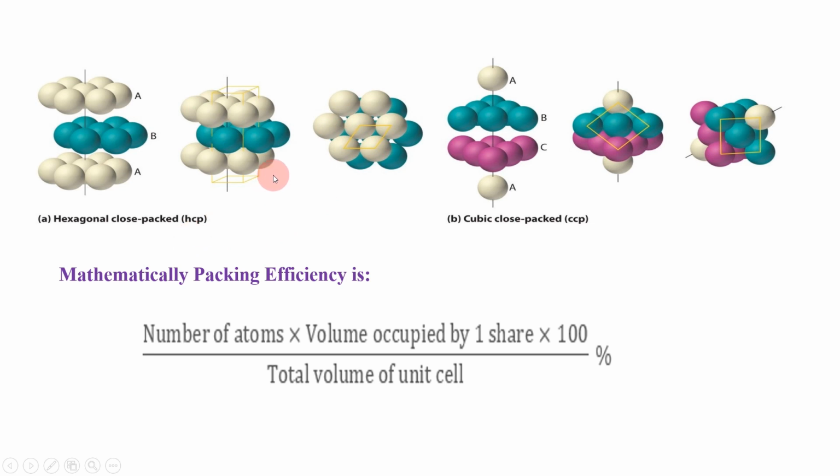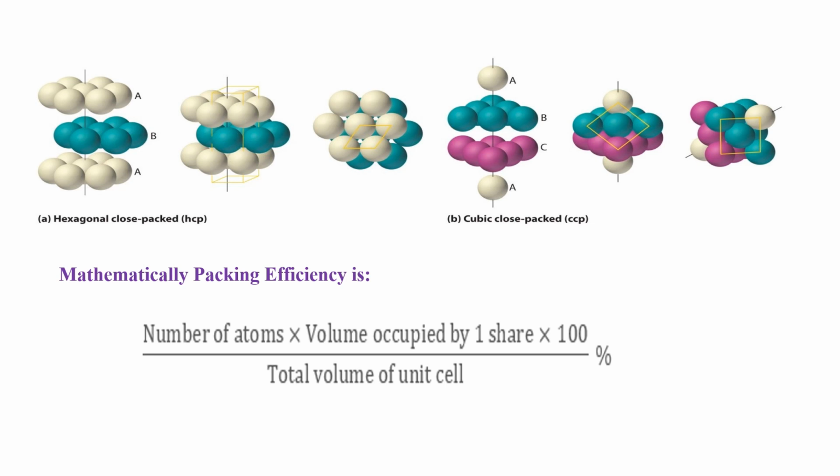Now how can you express packing efficiency mathematically? Mathematically, packing efficiency is the number of atoms multiplied by the volume occupied by one sphere, multiplied by 100, divided by the total volume of the unit cell. It is always expressed in percent. So it is nothing but the volume occupied by atoms in a unit cell divided by the total volume of the unit cell. This is the mathematical relation for calculating packing efficiency.